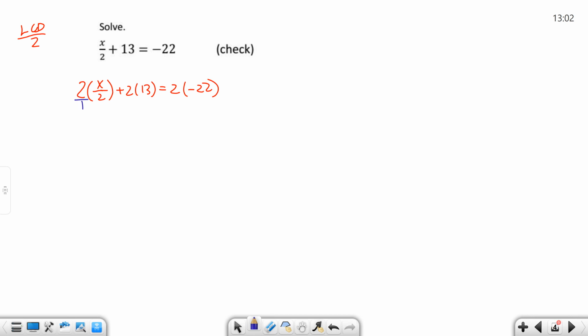So then here the 2 is over 1. Don't forget that. That way these 2's divide out and I'm left with what? Just 1's here. And that's nice because I get x over 1 and I don't write anything over 1 ever. I just write down what? X plus 2 times 13 is 26 equals 2 times negative 22 is negative 44.